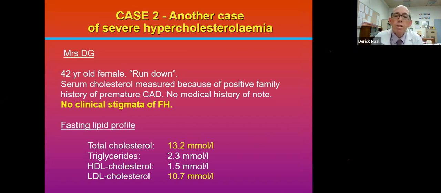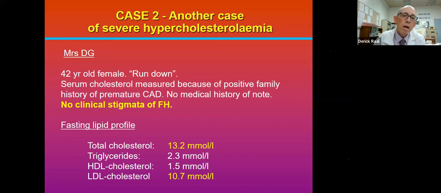And she thought she should just have her level measured because we were measuring lipid levels in all our other patients. She was very surprised when her lipid profile showed a markedly elevated LDL cholesterol of 10.7, a total cholesterol of 13.2 with normal triglycerides and HDL. Importantly, there was no clinical stigmata of FH in this patient, and not really a strong family history of premature coronary artery disease.